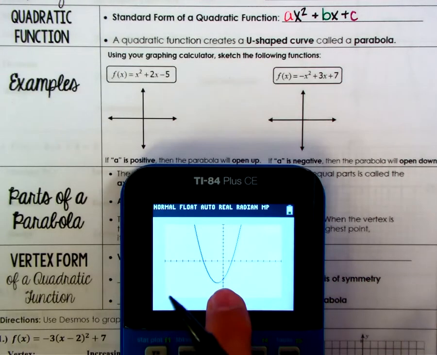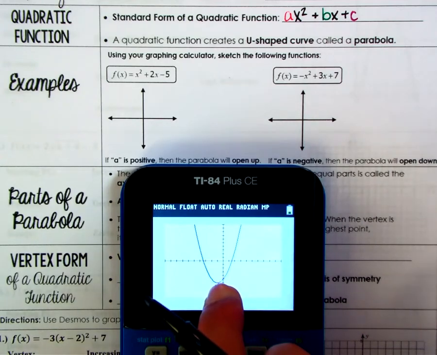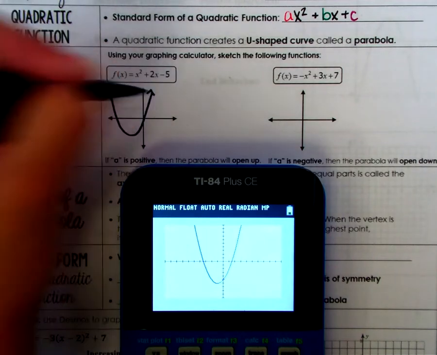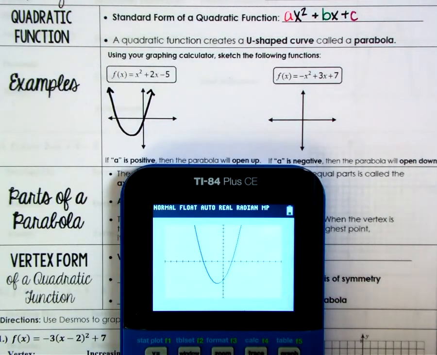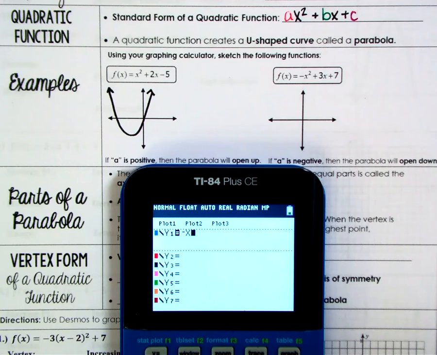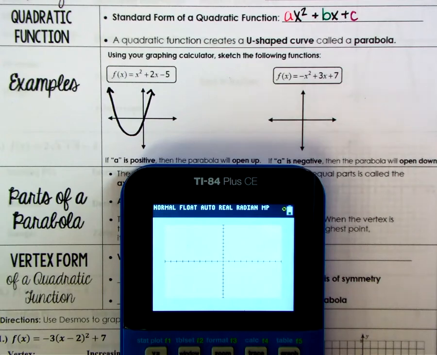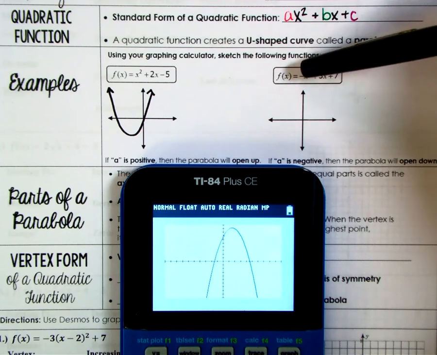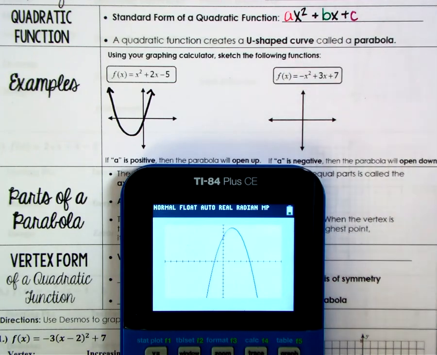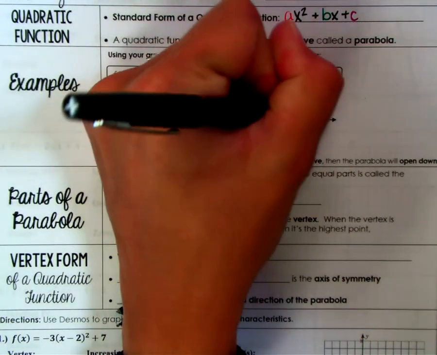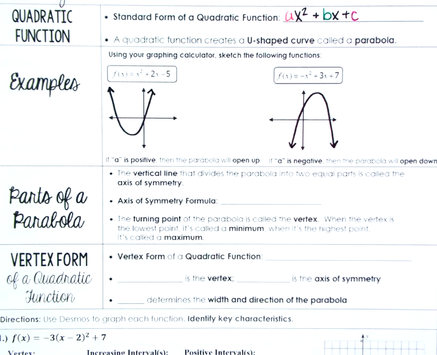So we know the vertex, this point, is a little bit to the left of the y-axis. So we'll just say something like that. Doesn't have to be perfect. So then if we go to the second equation over here, we'll type that in. So negative x squared plus 3x plus 7 and see what that looks like. And if you'll remember from our transformations, with a negative in front, it actually reflects it over the x-axis. And so when we draw that, I'm just going to sketch it here. It makes an N shape.